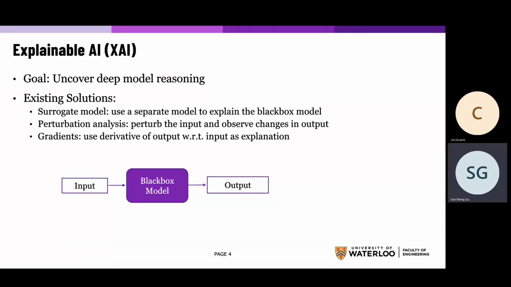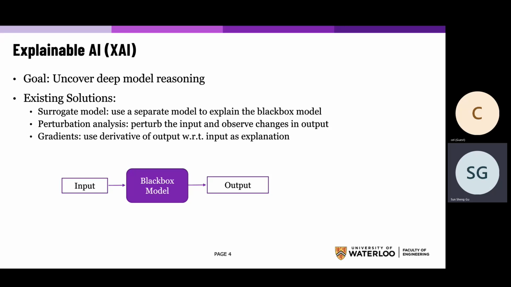The goal for Explainable AI, or XAI, is to uncover deep model reasoning. And the existing solutions can be categorized into three following types. One is called surrogate model. That is when you use a separate model to explain the black box model. And the other one is perturbation analysis. So you perturb the input and observe changes in the output, and you use these changes as your explanation. And lastly, we have gradients. That means we use the partial derivative of the model output with respect to model input as explanation.